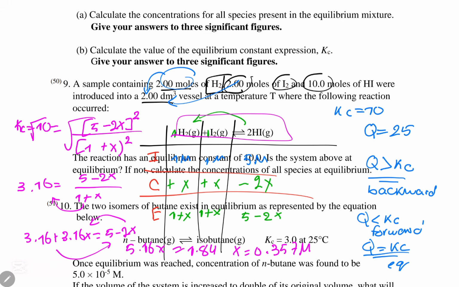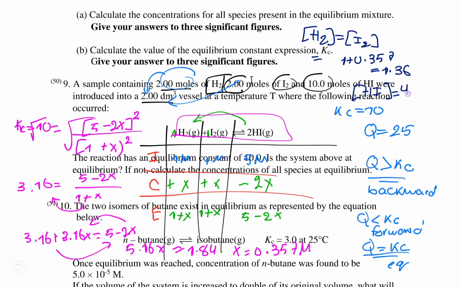So now they want us to find what? They want us to find the concentration of all species at equilibrium. So the concentration of H2 is equal to the concentration of I2, which is what? Which is 1 plus x, so 1 plus 0.357. So basically, 1.36, because we needed the 3 significant figures, okay? And then finally, the concentration of HI, it's equal to 5 minus 2 times x, so 5 minus 2 times 0.357. I got an answer of 4.29 molarity to 3 significant figures, okay?